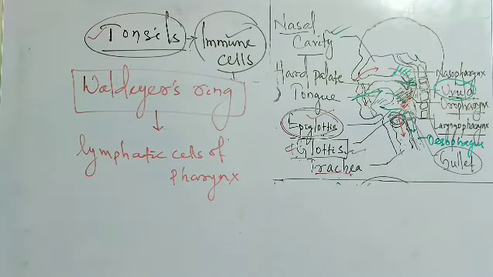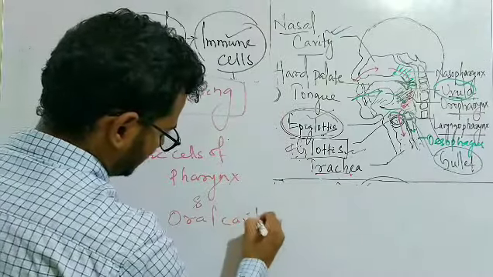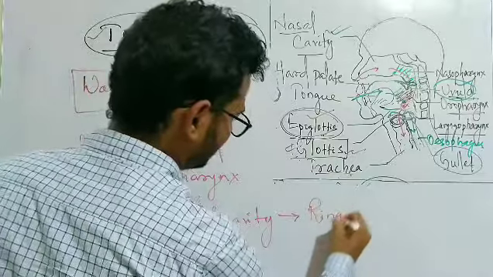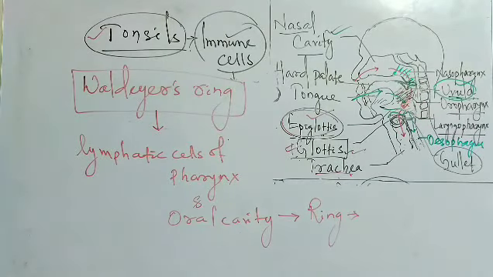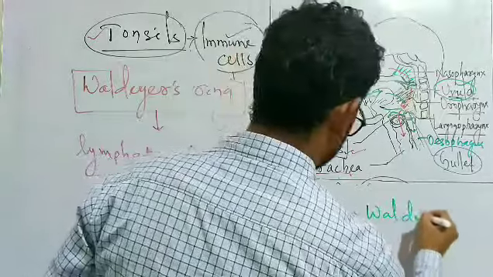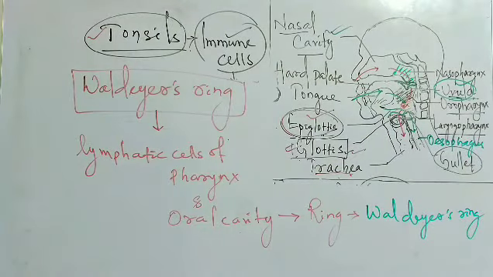So the lymphatic cells present in the pharynx and oral cavity are arranged in a ring-like fashion, a ring-like structure. They form a ring-like structure which is known as Waldeyer's ring. Clear? So Waldeyer's ring is formed by the lymphatic cells of the pharynx and oral cavity.